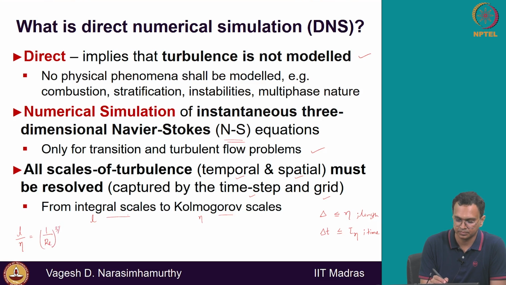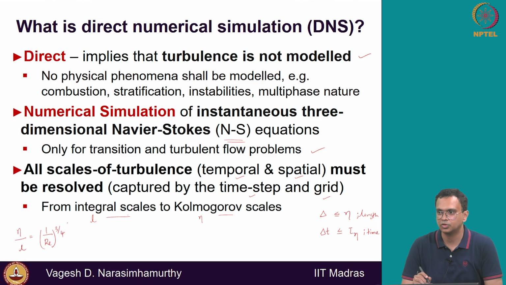Eta by L is 1 by Re raised to 3/4. So we have seen the scale separation between the smallest and the largest. So one can estimate in a given problem how small eta will be for a given Reynolds number, and your mesh size delta x, delta y, delta z has to be of the order of eta, right? So one can make a simple calculation.